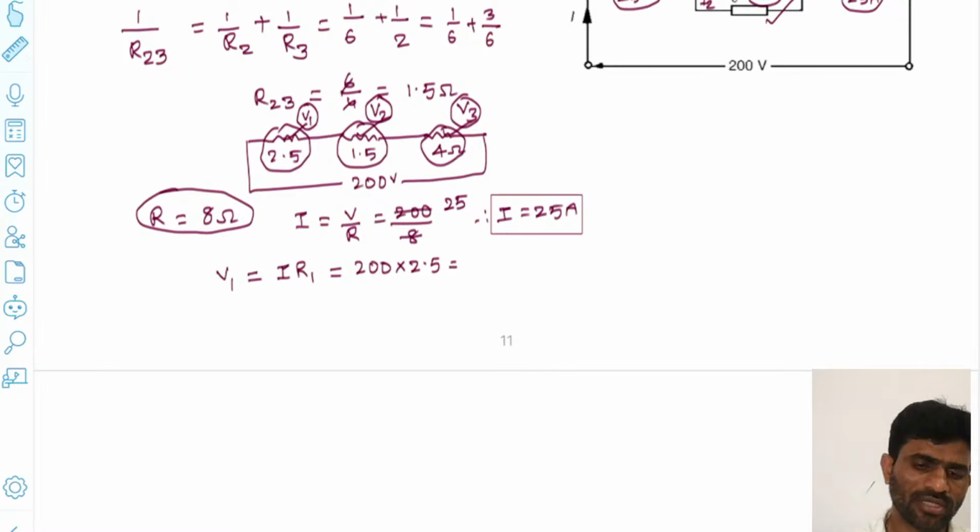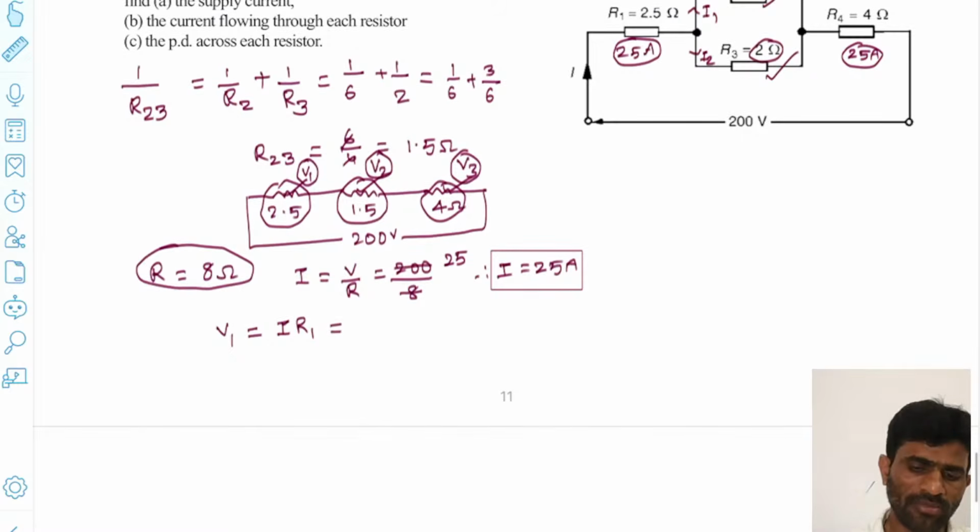Oh, not 200. One second. The I value here is 25 amperes. So 25 into the resistance, which is 2.5. 25 into 2.5, how much? It is 62.5. 62.5 volts it is.